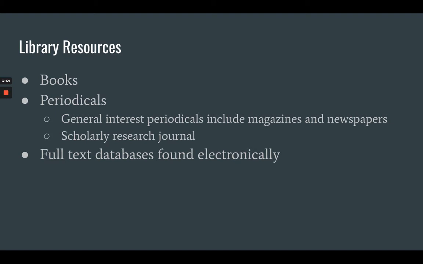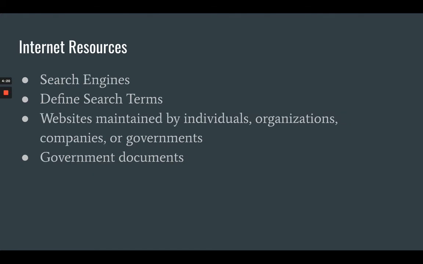You also have full text databases found electronically. College libraries really provide a lot of good resources for students that they pay for to help make researching a little easier for you. So you can find electronic databases that will tell you what's in your library, but then it also may have resources to outside sources. Internet resources is probably what most of you are going to jump to first, and I'm with you on that. It is definitely the easiest way to research.